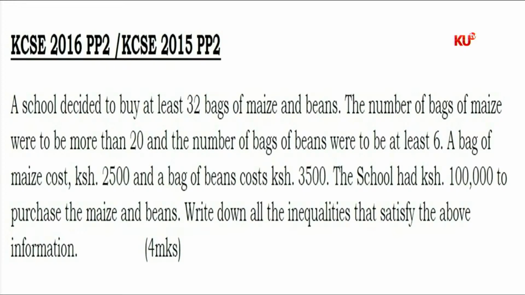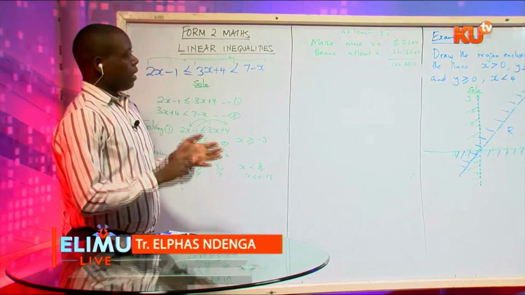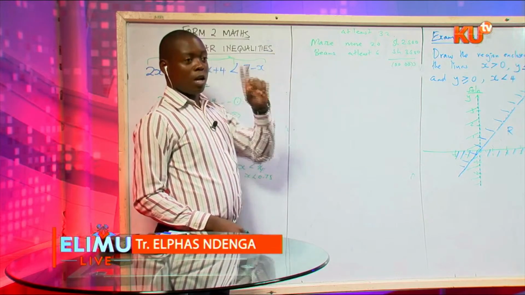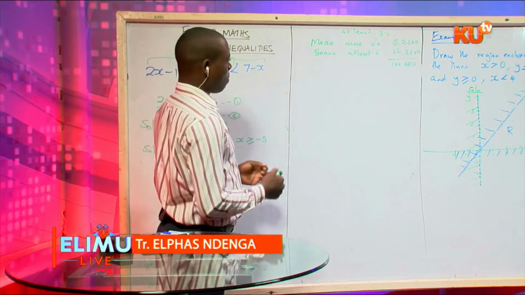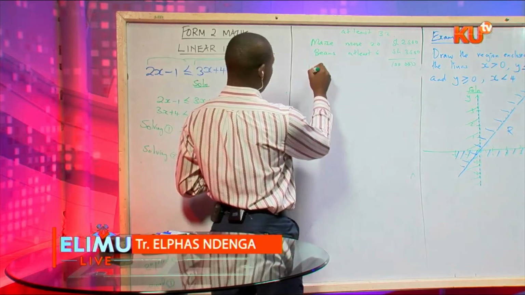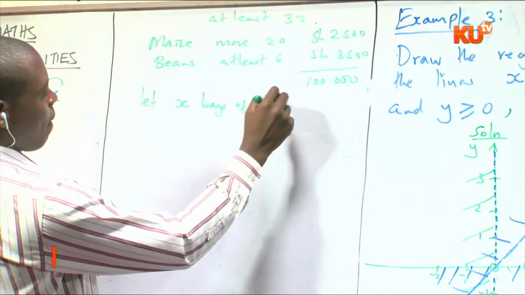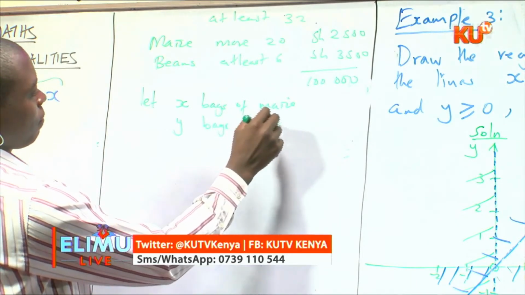A total of 100,000 to spend. Then you are told, we write the inequalities. So how do we work it out? A school is buying 2 products here. We have maize and beans. We are not sure what are the bags of maize that were bought and what were the bags of beans that were bought. So let's have X bags of maize and let's have Y bags of beans.